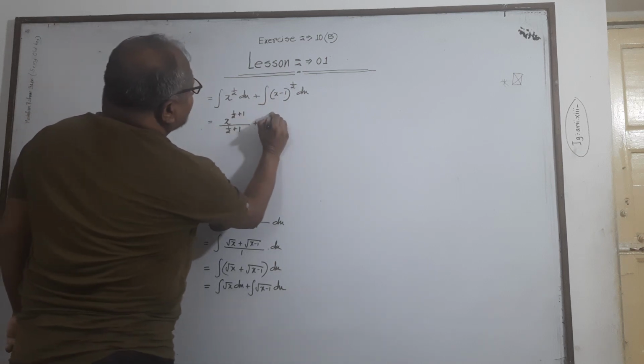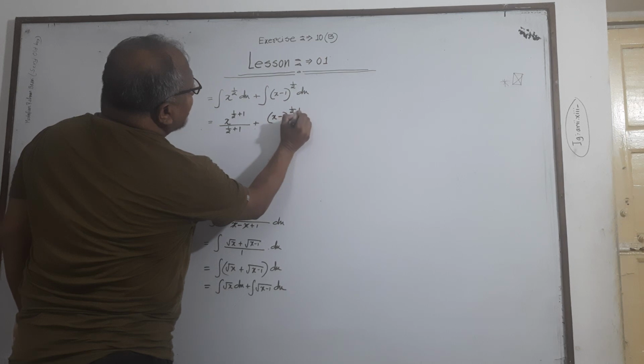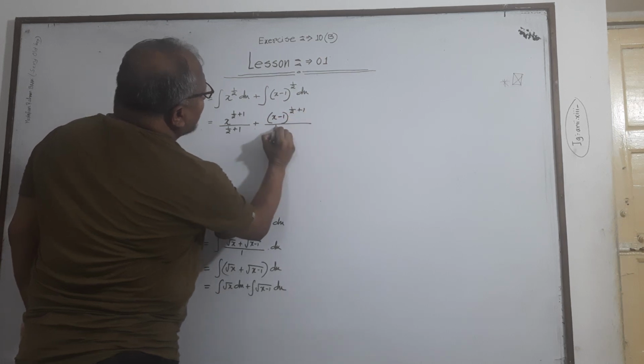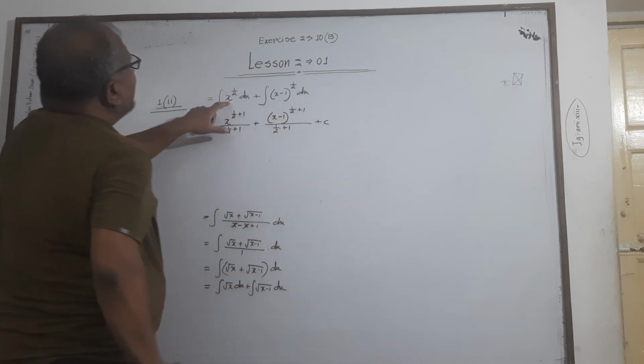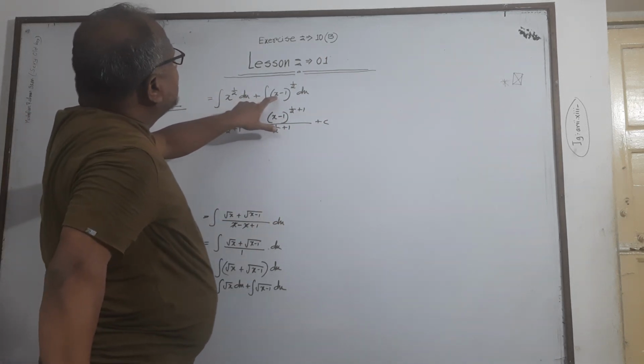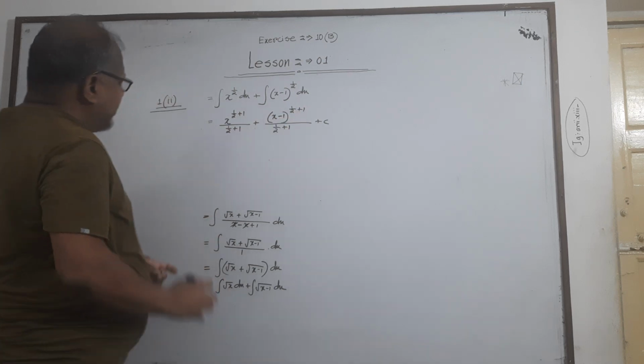So here I can also use the formula directly, like x to the power n plus 1 divided by n plus 1 plus c. But if there is any coefficient here, then I cannot directly use the formula. Okay, I'll show you in the next math.